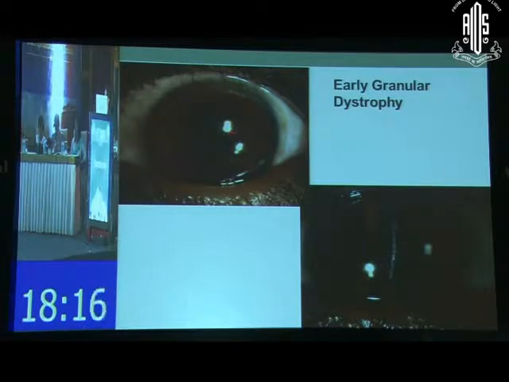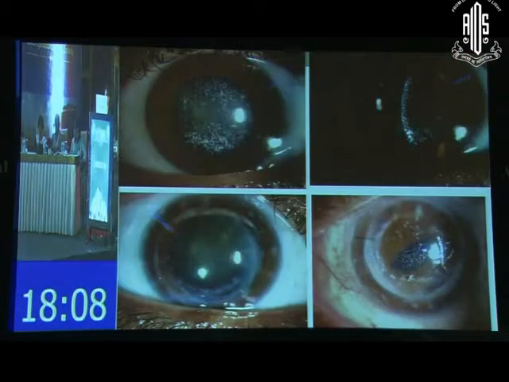This is another picture, a very early granular dystrophy. Vision is not affected. This is the picture of a child of the lady who had a frank granular dystrophy. This is to show you a typical granular dystrophy. If you see the slit, you will see that most of the stroma is affected. This patient underwent DALK, and you can see that there are still some white dots staying, because some of these dots were at Descemet's membrane and could not be removed, but by and large the vision was preserved.